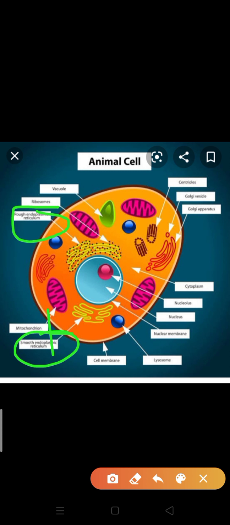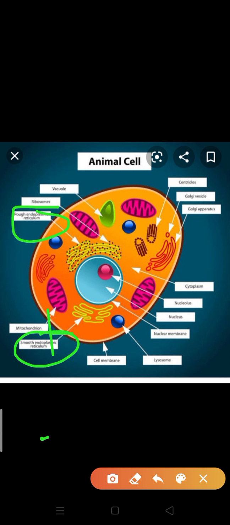Clear? So rough endoplasmic reticulum possesses ribosomes on its surface, and these ribosomes are very important, children, because protein synthesis can take place through them only. Okay? So protein synthesis is done by ribosomes, and ribosomes are present on the endoplasmic reticulum. So combined, it is known as the rough endoplasmic reticulum.